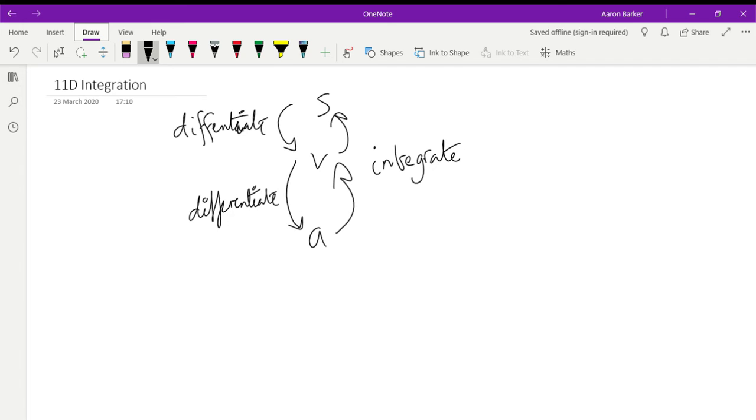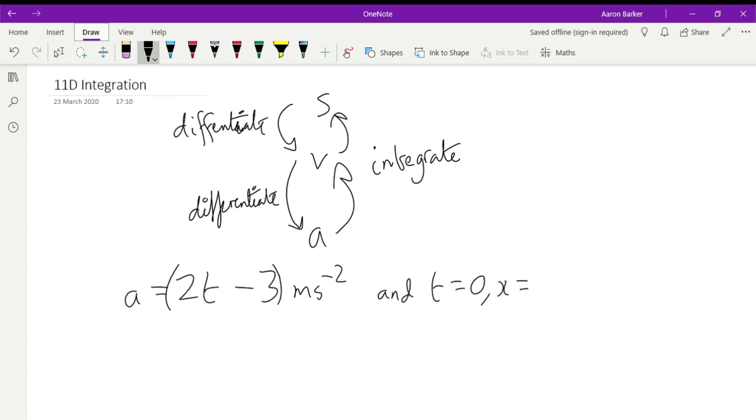And the questions you'll look at will have this sort of structure. So you might be told the acceleration of a particle is 2t minus 3 meters per second squared, and you'll normally be told some other kind of information. So for instance, you might be told that when t equals 0 the displacement is 0 and the velocity is 5 meters per second.